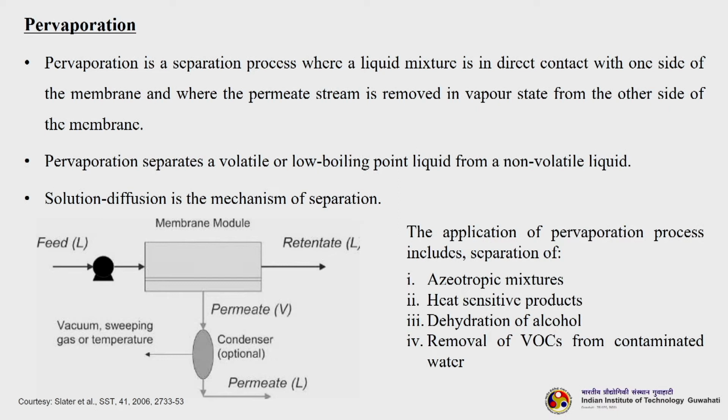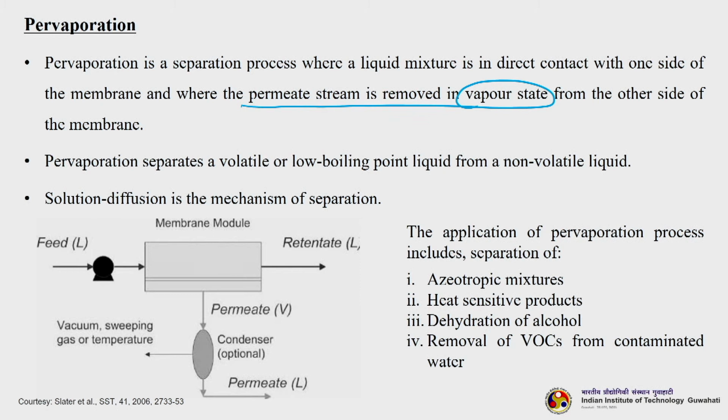The next is pervaporation, one of the most important applications in membrane separation. It is a process where a liquid mixture is in direct contact with one side of the membrane and where the permeate stream is removed in vapor state from the other side of the membrane. This is very important: the permeate is removed in a vapor state. The name pervaporation comes from what I said just before, that it is permeate vaporization. The permeate is getting vaporized.